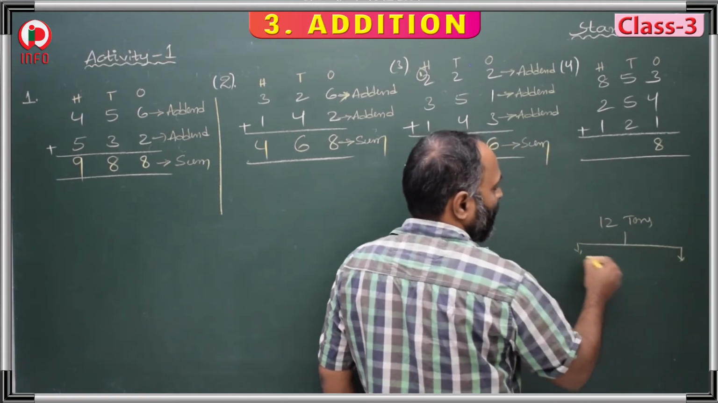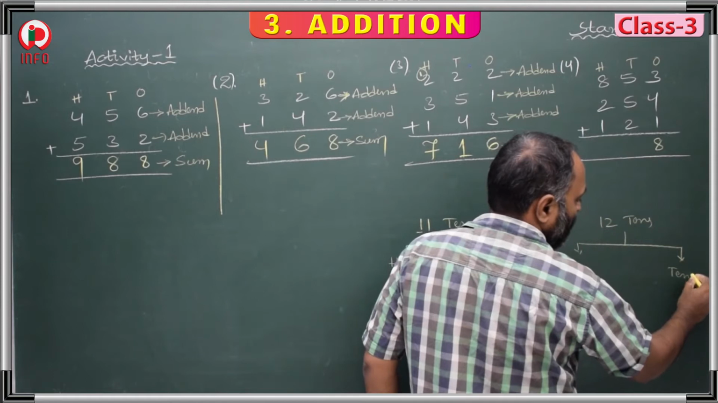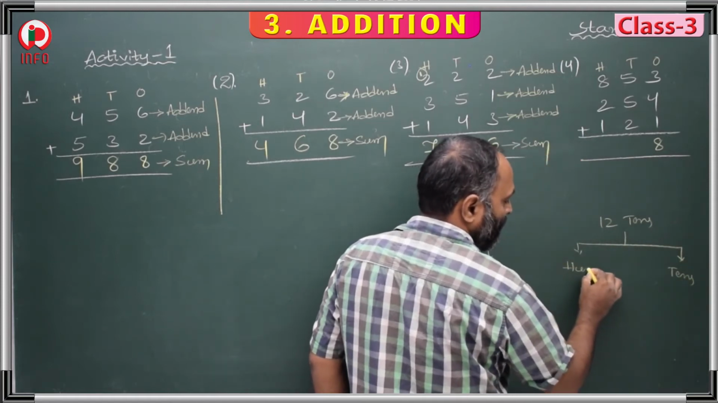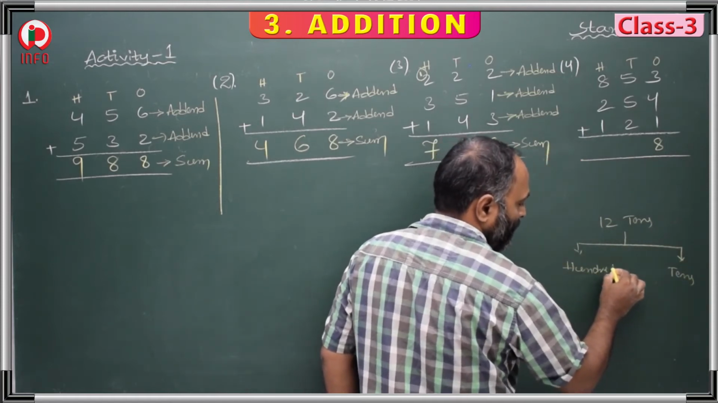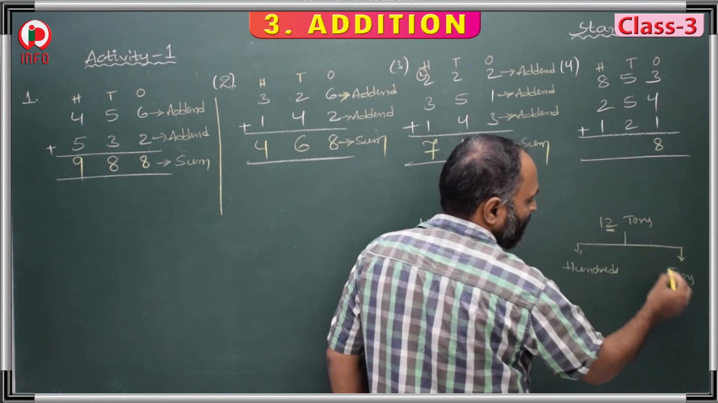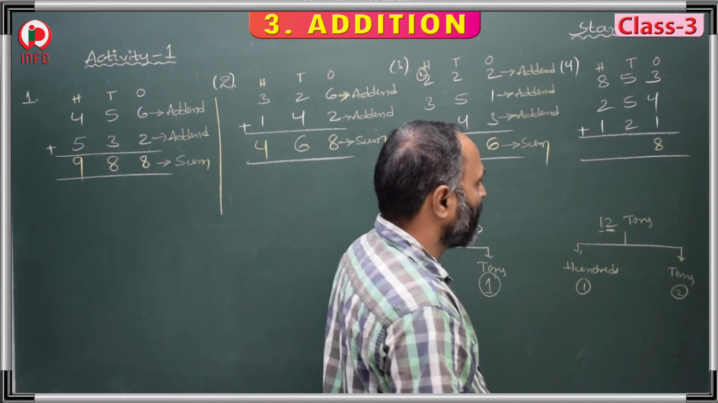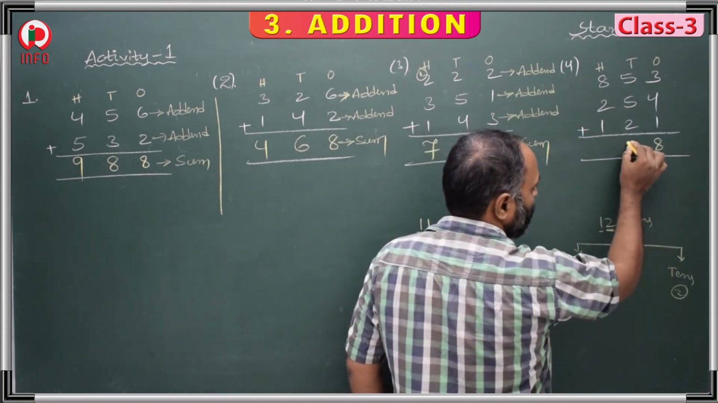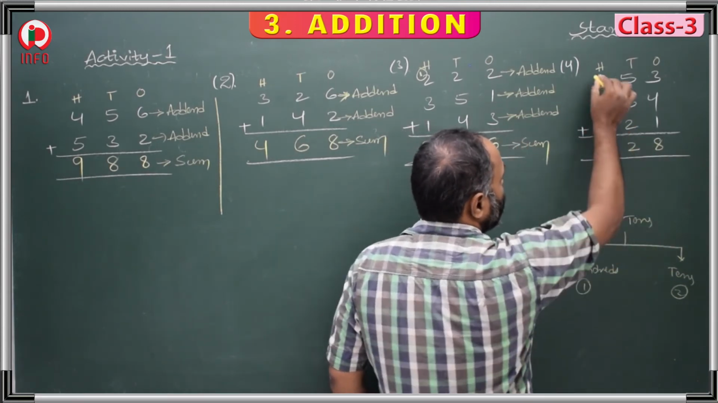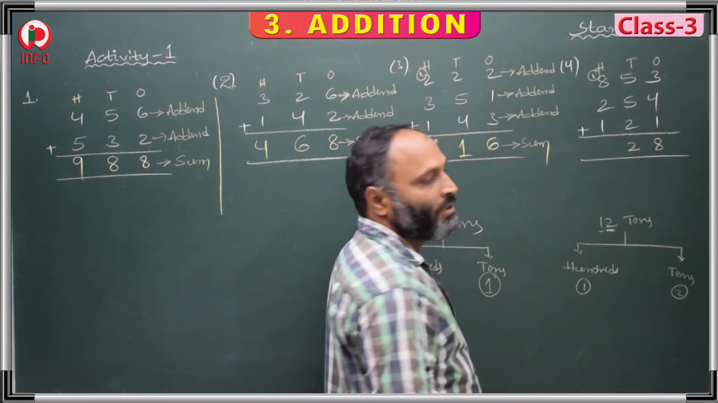12 tens. First here tens will come, here hundreds. So how many tens? 2 tens here. And 1 hundred here. Tens we have to write exactly below, and this 100 is above to these values.